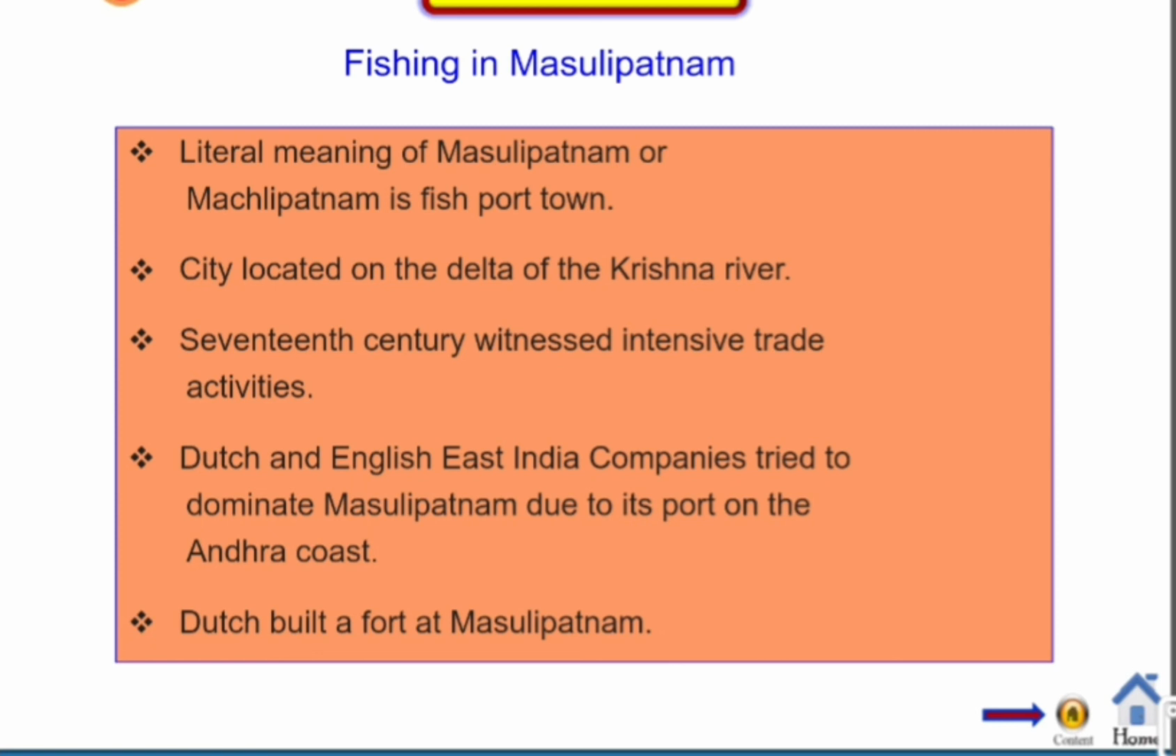Masulipatnam. We will now understand how the name Masulipatnam came into existence and what its importance was during different periods. The literal meaning of Masulipatnam or Machilipatnam is fish port town. It is located on the delta of the Krishna River. The city witnessed intense trade activities during the 17th century. The Dutch and the English East India companies tried to dominate Masulipatnam due to its importance on the Andhra coast. The Dutch also built a fort at Masulipatnam.